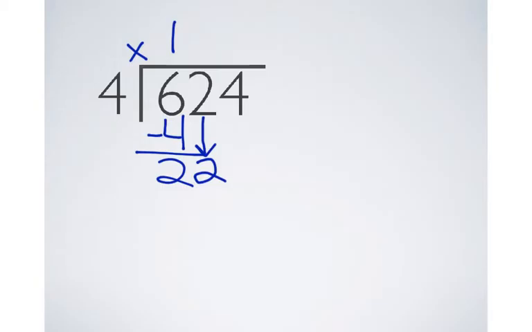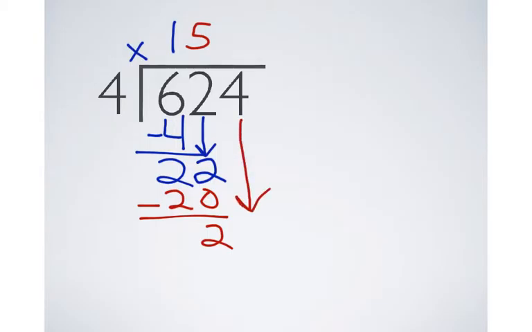And now I do the same process again. 4 times what number gets me close to 22 without going over? Well, that number would be 5. 4 times 5 is 20. I subtract, leaving me with 2. And now I do the very same thing I did last time. I bring down the next number in the dividend and place it right next to the number that was left, leaving me with 24. And then I start the process again.